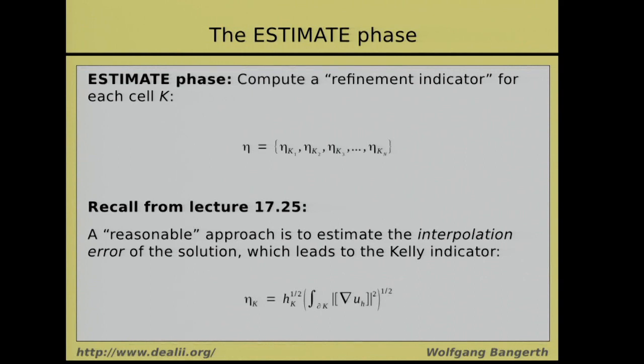And that's what gave us the interpolation error. So I need to compute the jump of the gradient from this cell to the next, take the absolute values, square it, integrate it over the boundary, take the square root, and then multiply it with an appropriate power of h. And in this case, that's the square root of the diameter of a cell.